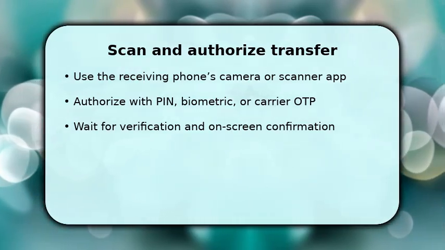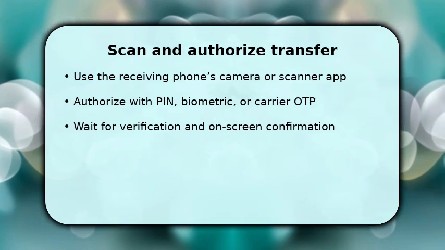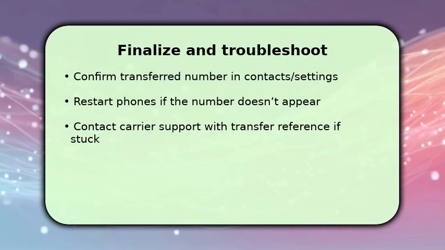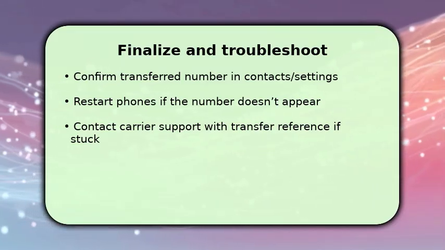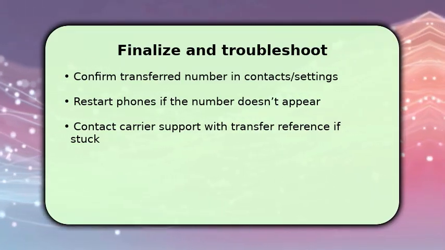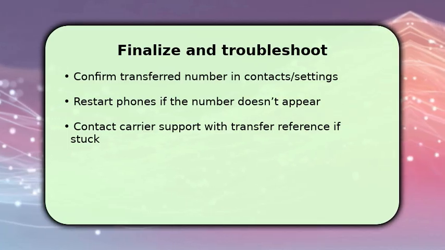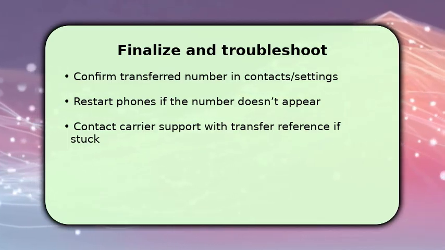You finish by verifying the number on the receiving phone in contacts or the relevant settings. Once it's listed, test by calling or messaging the number. If the transfer failed or the number isn't visible, restart both phones and retry scanning. Network handshakes often resolve after reboot.